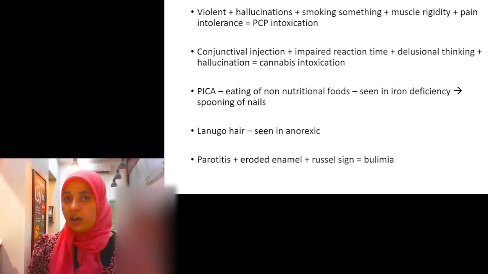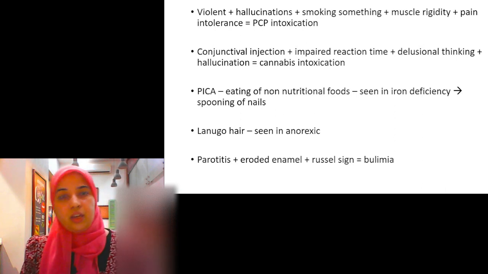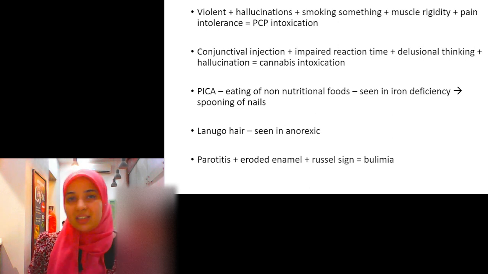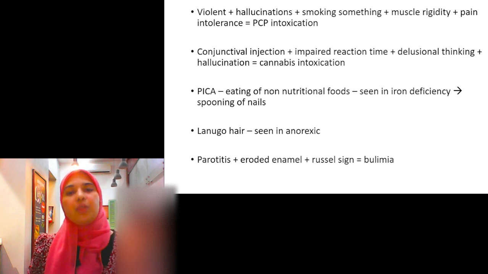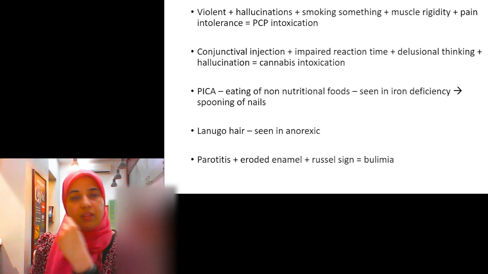Pica is the eating of non-nutritional foods. It is seen in iron deficiency. You're going to see things like spooning of the nails. Lanugo hair is seen in anorexic people. Parotitis is such a buzzword for bulimia. So you're going to have somebody who is inducing vomiting. You have certain signs. Because they're vomiting, the enamel is going to be eroded, right?